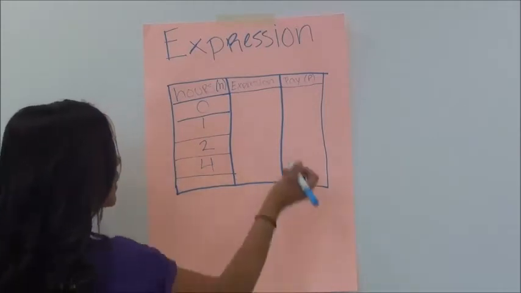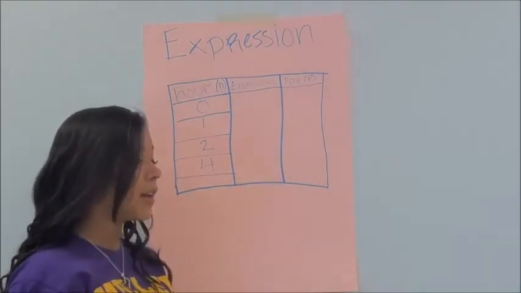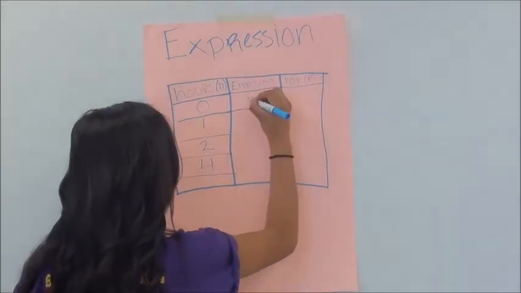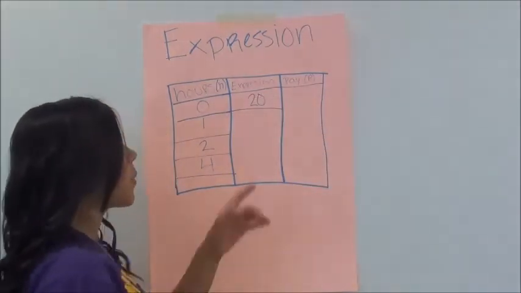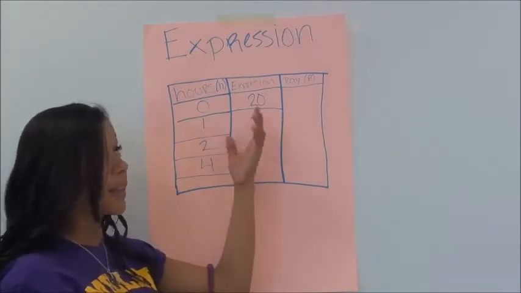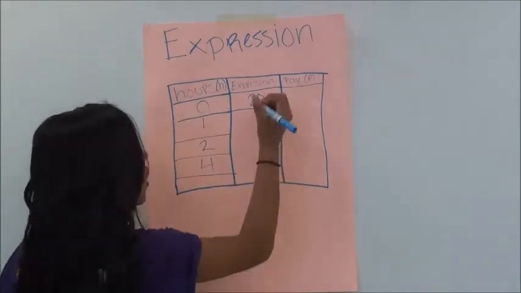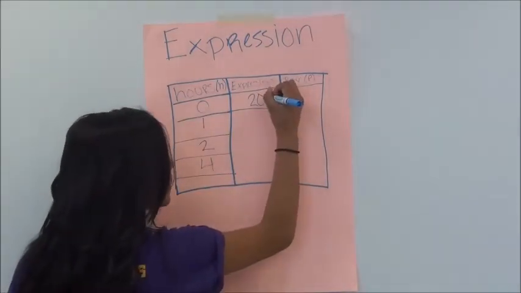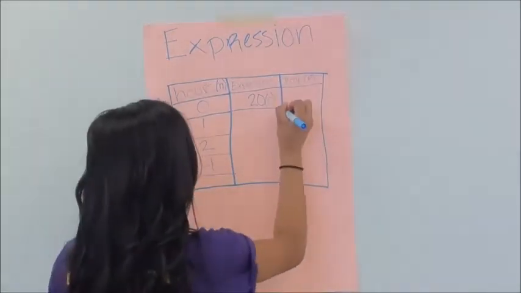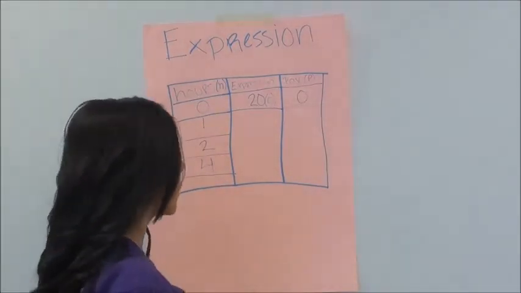And then here is our expression. But we don't know our expression yet. But in order to find it, we know that she gets paid $20. So, our $20 goes right here. Now, what we're going to do is multiply the pay that she gets by the hours that she's working. So, we multiply 20 times 0, and 20 times 0 is 0. So, she doesn't get a pay, right, if she doesn't work.